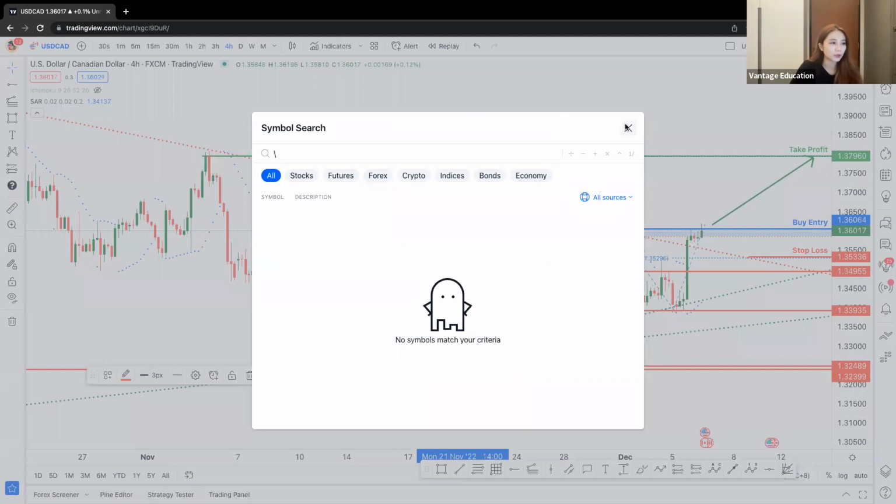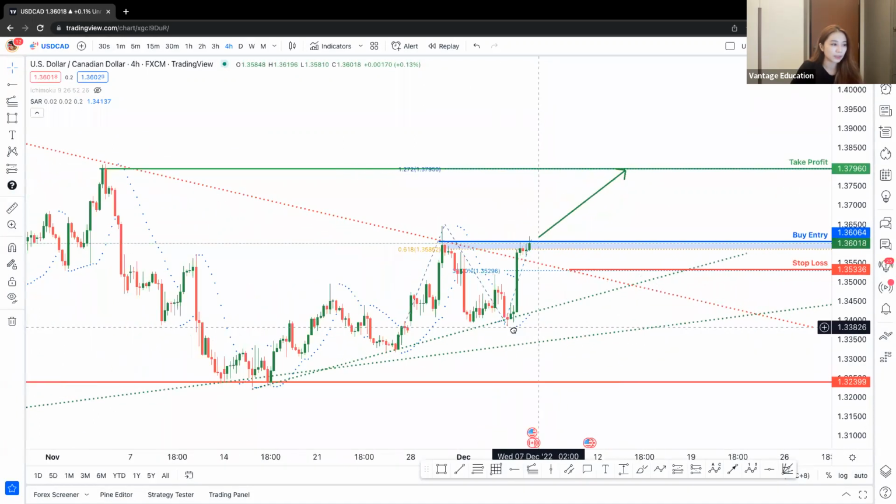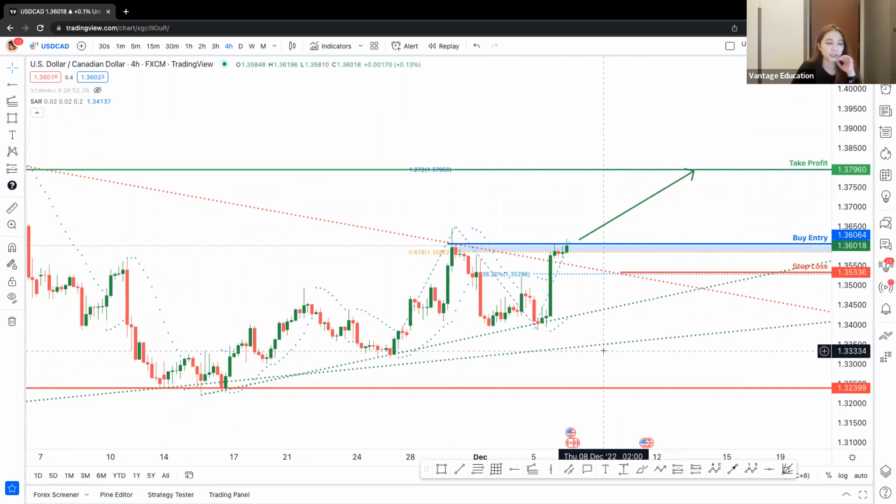All right, so for Parabolic SAR as a trailing stop loss, you guys have to take a look once in a while in your analysis. If not, you can't really detect where to put a trailing stop loss.